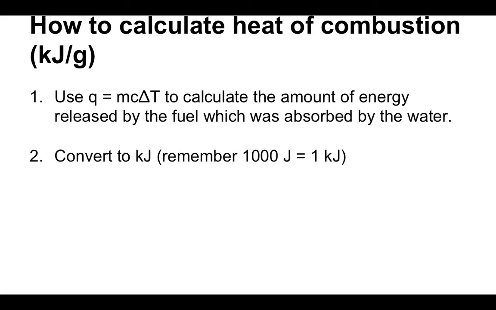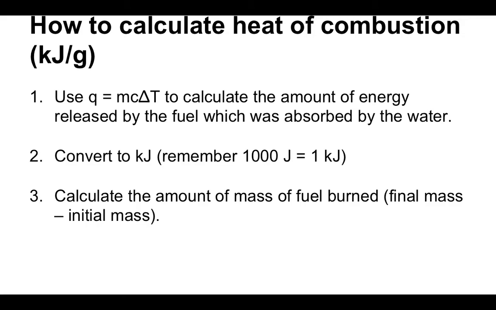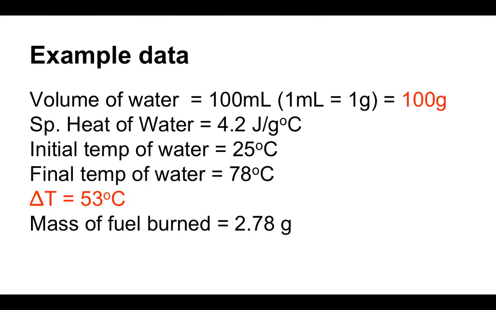Step 2, you're going to convert to kilojoules. Remember that 1,000 joules equals 1 kilojoule. So you're going to take your value in step 1 and divide by 1,000. Then you're going to calculate the mass of the fuel burned. You're going to take an initial mass and a final mass of the fuel, and the difference is the amount of fuel that was burned. And then you're going to divide step 2 by step 3, which will give you kilojoules per gram.